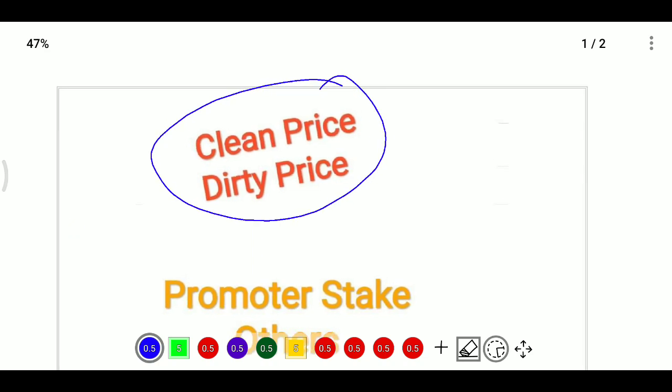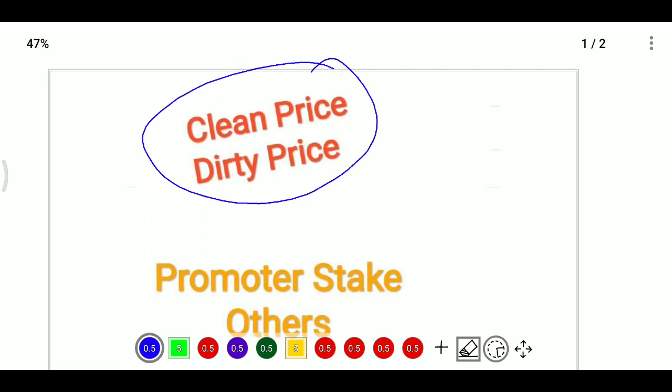What we discussed last time: clean price means what, dirty price means what? Clean price is the selling price excluding interest, and dirty price is the selling price including interest. So there is an interest accrual concept. When you want the minimum selling price, you need to add the selling price plus the interest accrued up to that time. We will calculate the interest accrual and add it to that selling price. That is the concept, and for that purpose we have two prices, clean price and dirty price.